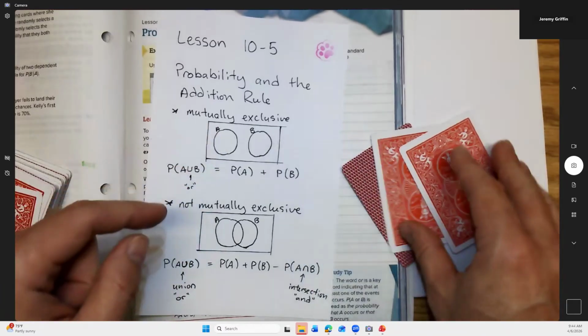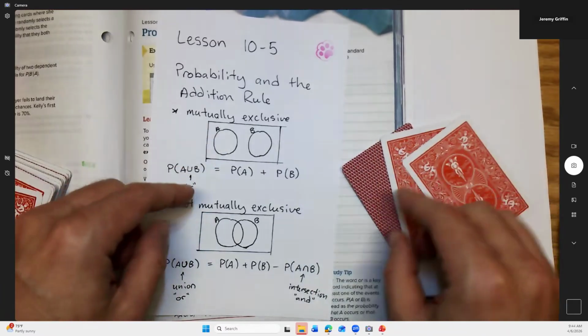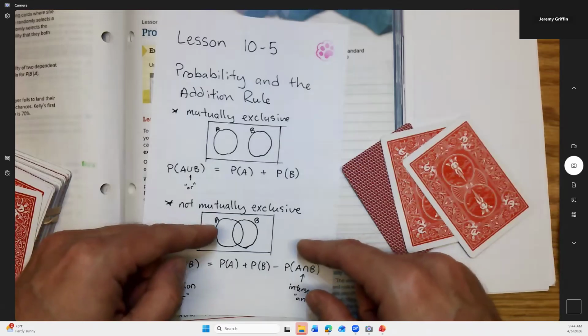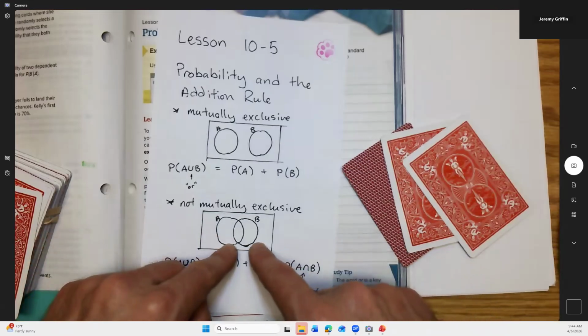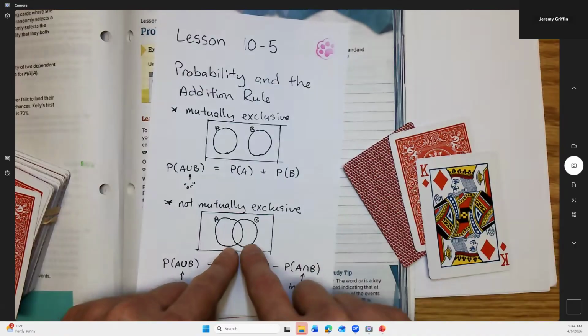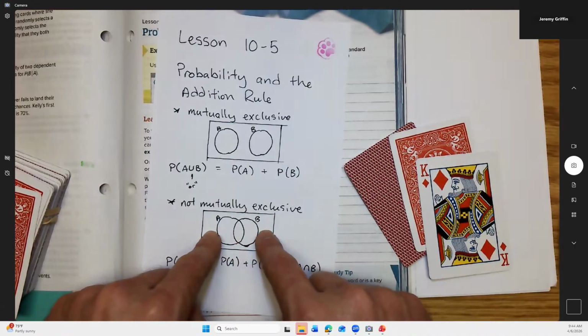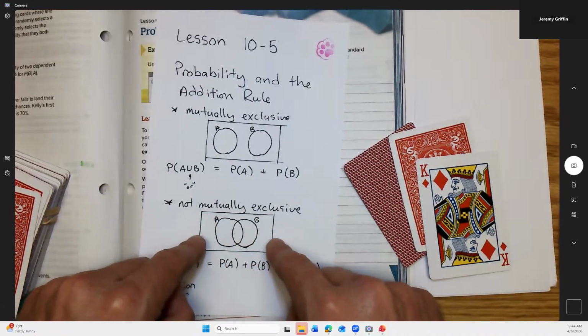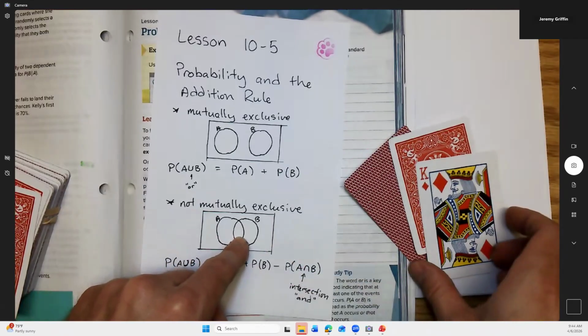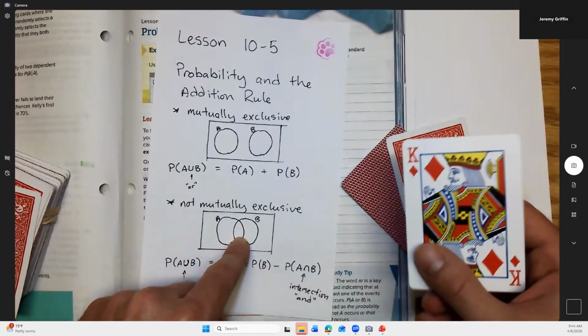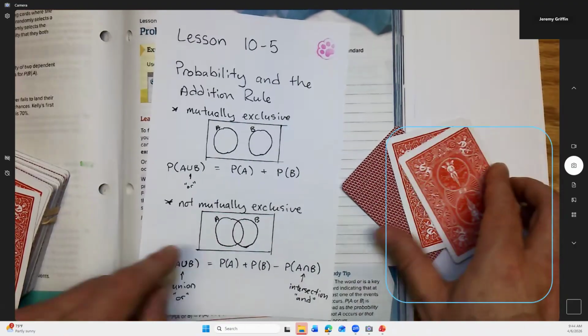But what if I said instead, could it be a king and a diamond? Is that possible? Yeah, because there's some overlap. Maybe I put kings here and I put diamonds here, and of course there are cards that are neither, right? But there is some overlap. Actually, there's one card that overlaps. There's one card that's both king and diamond, right? So that would be not mutually exclusive.